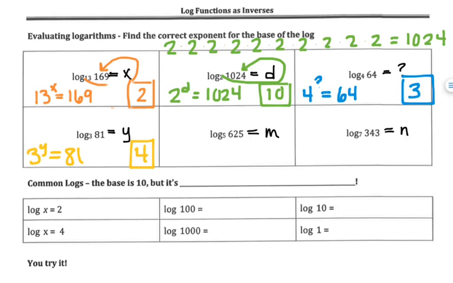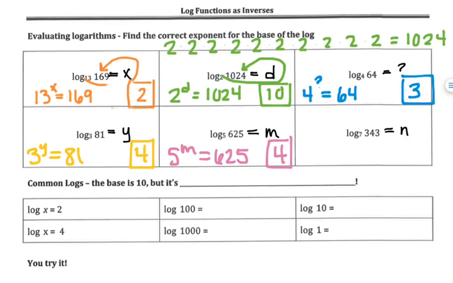What exponent do I need for 5 raised to that exponent to be 625? Well, 5 to the 1st power is 5. 5 squared is 25. 5 cubed is 125. 5 to the 4th power is 625. So my exponent for this one is 4.